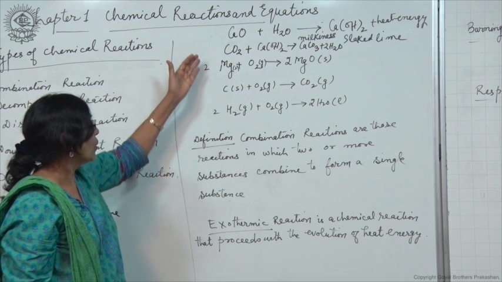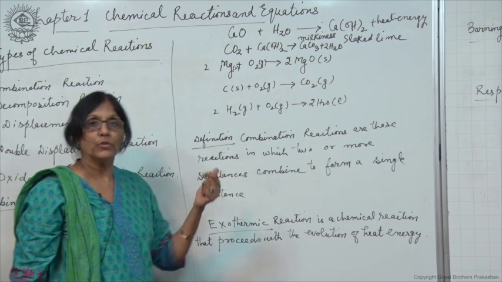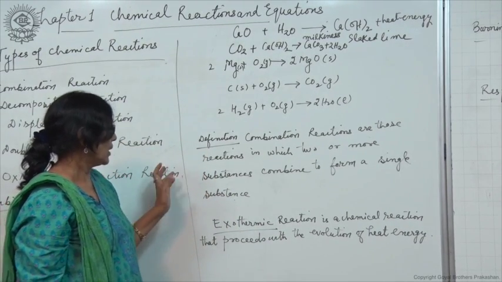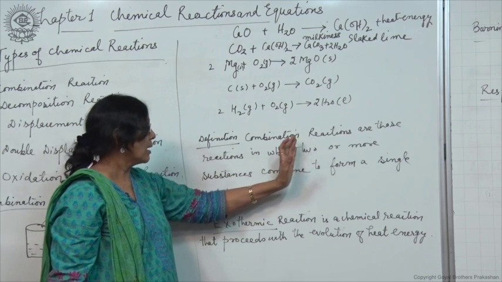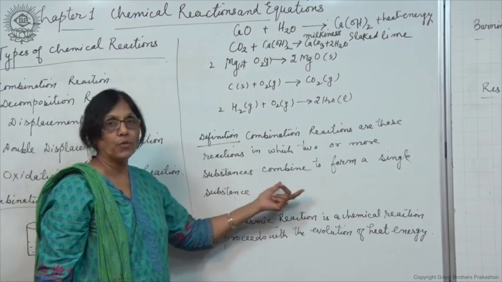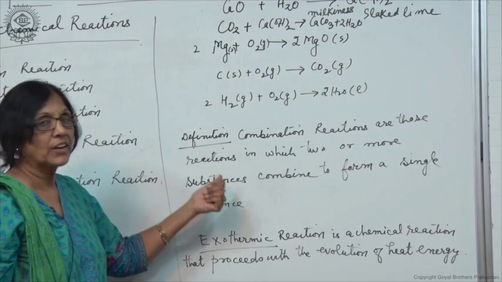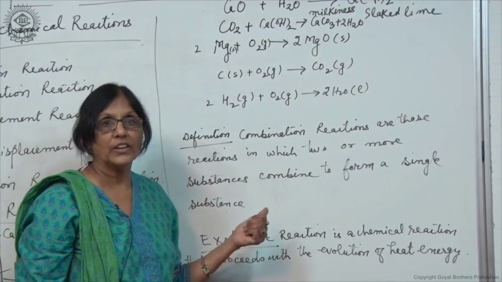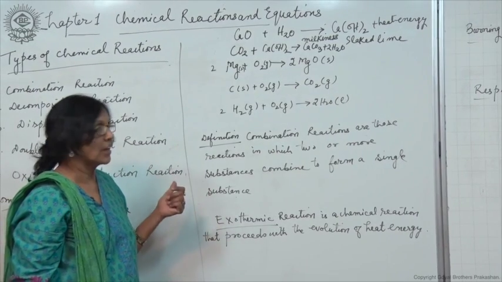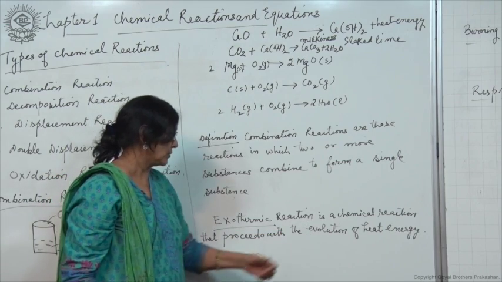So these are all the examples of combination reaction, in which 2 elements or compounds are reacting to form one single substance. So we can define now combination reactions. Combination reactions are those reactions in which 2 or more substances combine to form a single substance. Combination reactions are generally those reactions in which heat energy is evolved, and such reactions in which heat energy is evolved are called exothermic reactions.